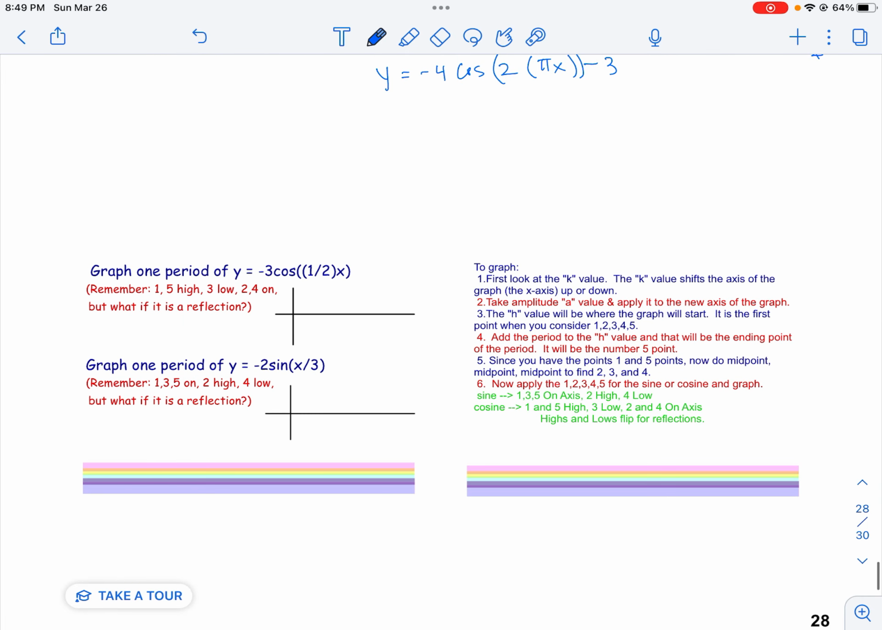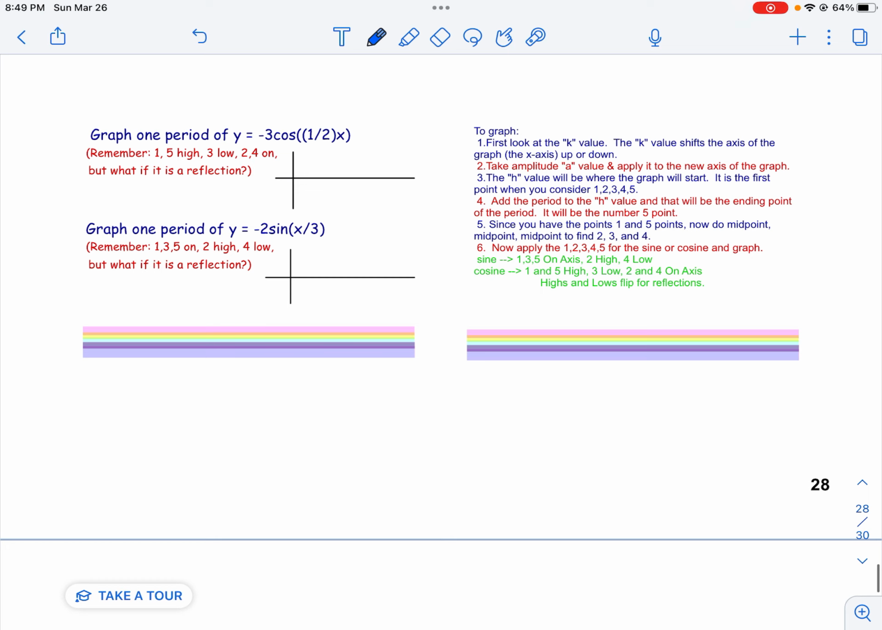Moving on. Now, we're going to do some graphing. I'm going to graph one period, so one full curve of -3 cosine 1/2 x. We're going to remember what that basic parent function looks like, right? For sine, it goes like this, okay? And here are the notes over here to summarize and just a little recap on graphing.